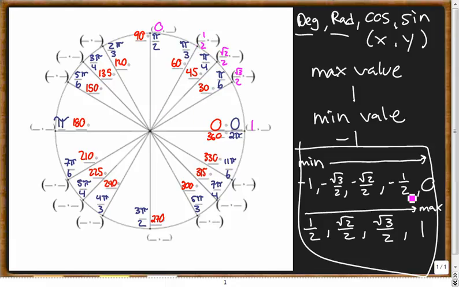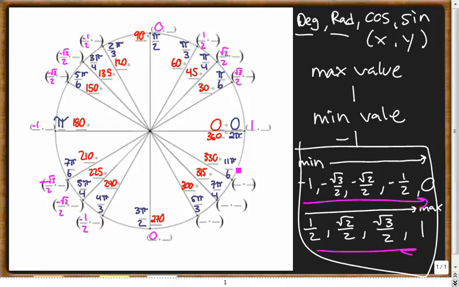Now that we're at 0, we keep going all the way till we get to our minimum. So the smallest value that cosine can take. So this becomes negative 1 half. We get negative square root of 2 over 2, negative square root of 3 over 2, and negative 1. Well, then we start our march back up. So we get negative square root of 3 over 2, negative square root of 2 over 2, negative 1 half, and then back to 0.